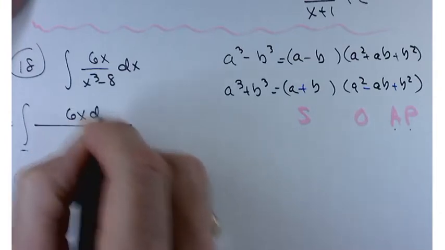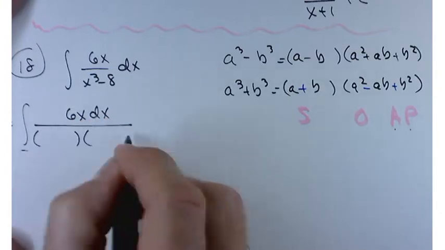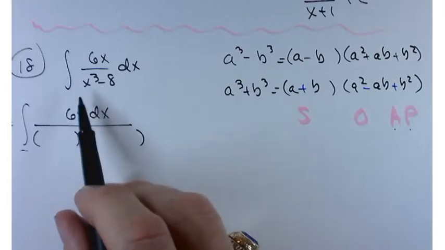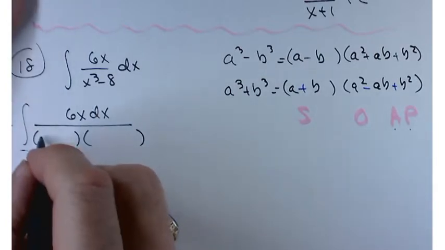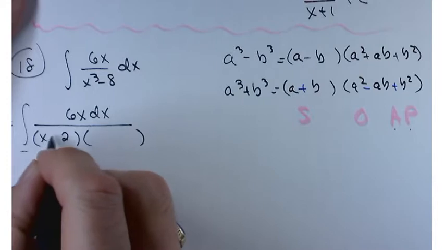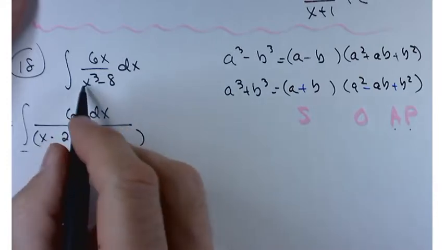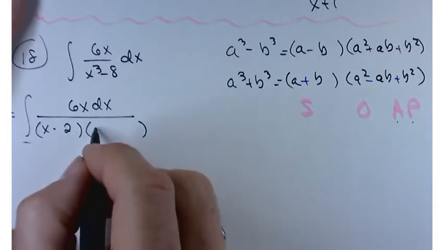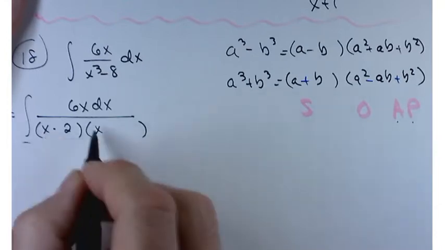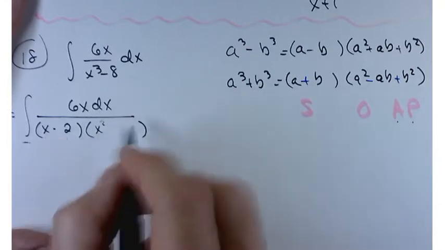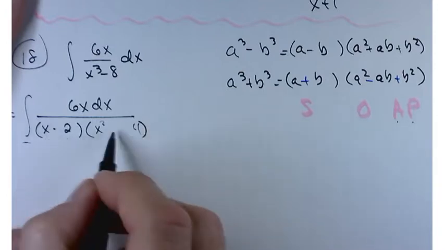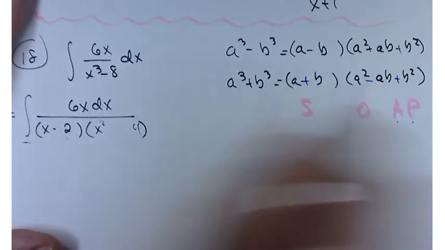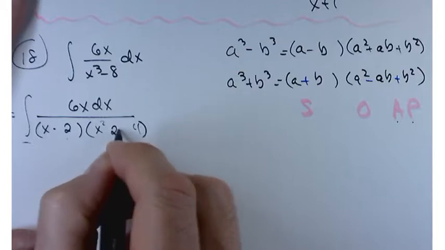So 6x dx, well, it's always going to be a binomial, so that's going to be my x minus 2. Those are the terms that I cubed to get that. And then the rest of this is going to be x times x gives me an x squared. 2 times 2 gives me a 4. And the middle term is the product of those two terms. So 2 and an x.